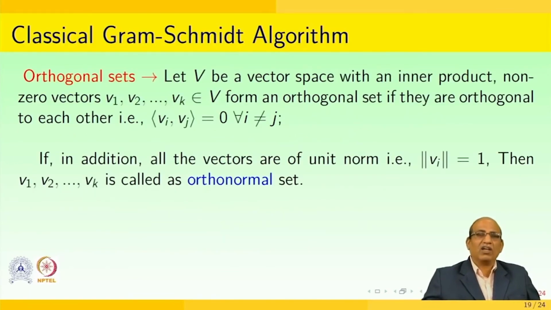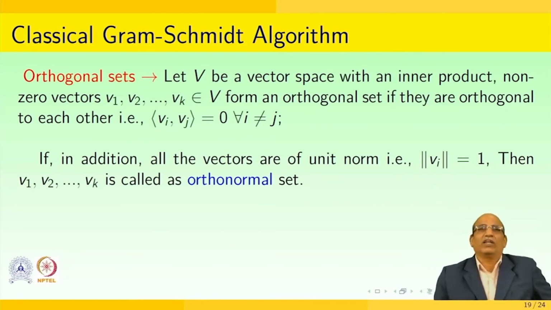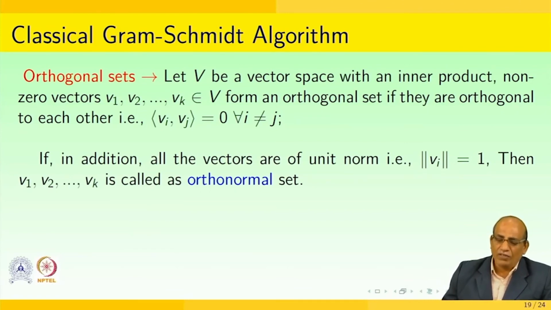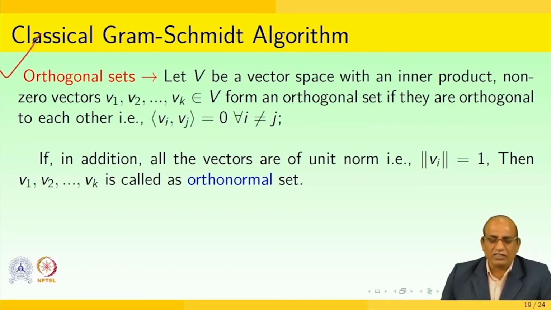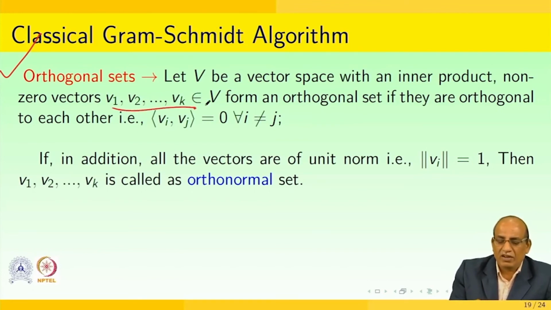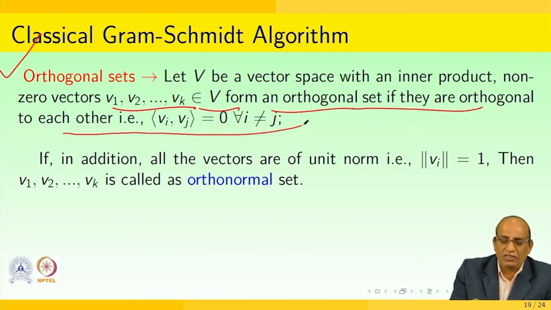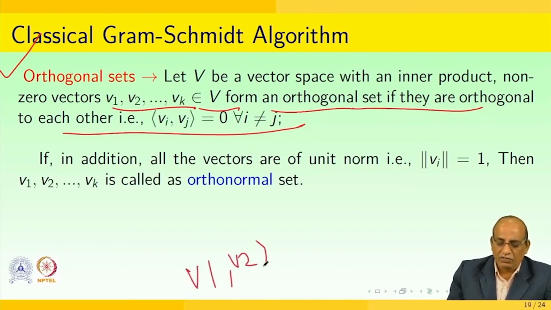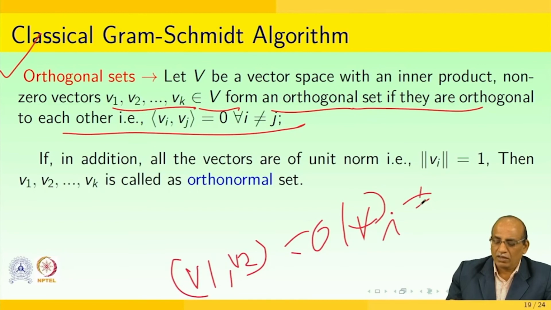Moving ahead, in contrast to the one which we did just now, we will look into the classical Gram-Schmidt algorithm: how it works and how it would be efficient compared to the previous methods. Before going to that, let us define orthogonal sets. Let V be a vector space with an inner product. Non-zero vectors V1, V2, V3, ..., Vk belonging to V form an orthogonal set if they are orthogonal to each other.